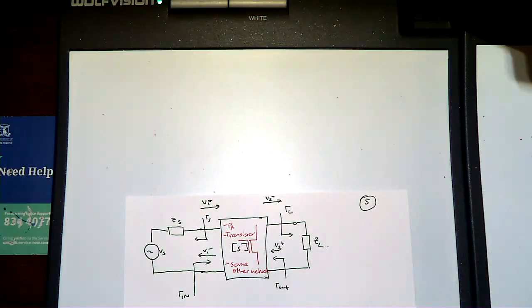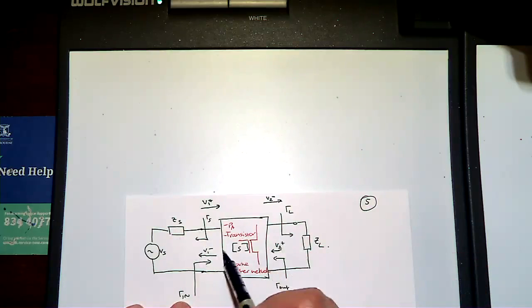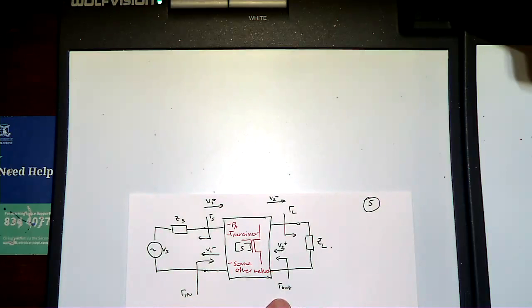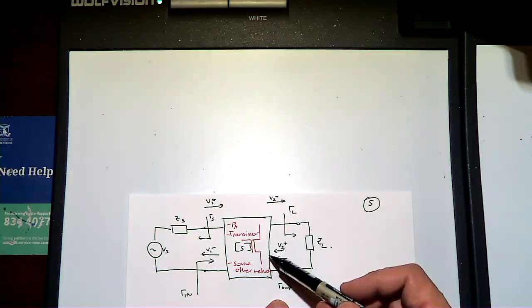And essentially what you want to do is to calculate, if you're looking into this port, what its input impedance is, and if I'm looking into this port, what its output impedance is. Why do we care about input and output impedances, generally?